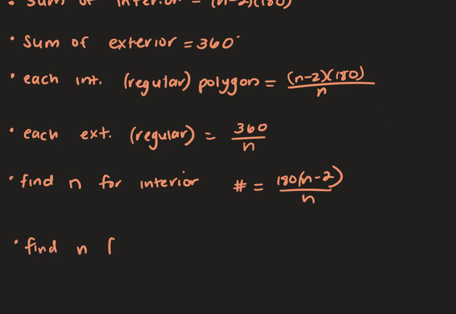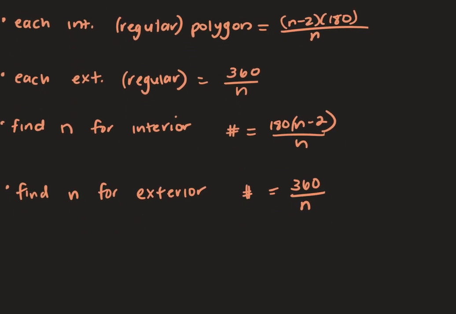Finding n for exterior, the number equals 360 divided by n, so I can actually just do 360 divided by the angle measure. You don't have to do it twice. You can do one or the other, but it's easier to solve the bottom. You'd have to multiply by n on both sides, and then divide by 360, or divide by the number. So this is what is easier to do.